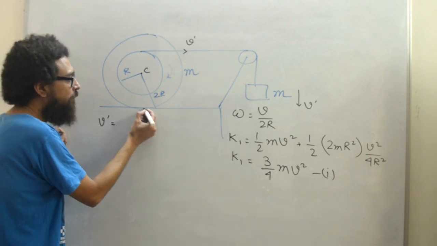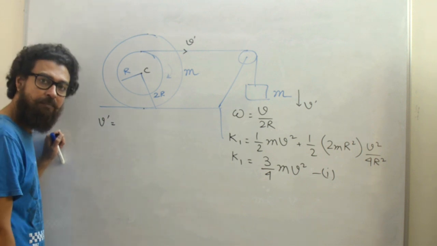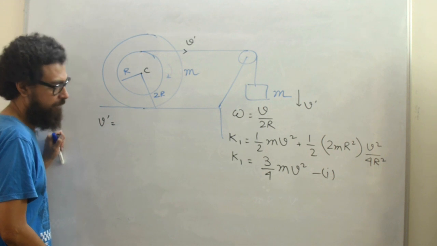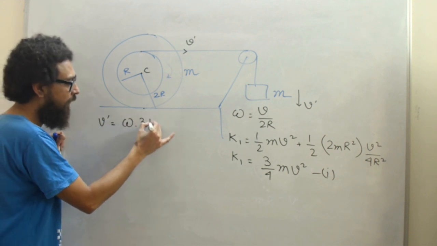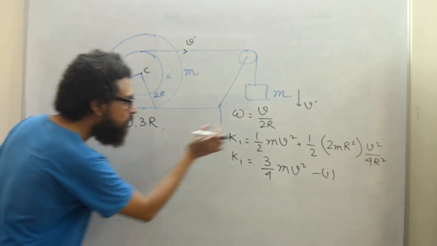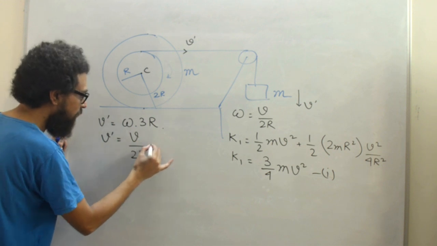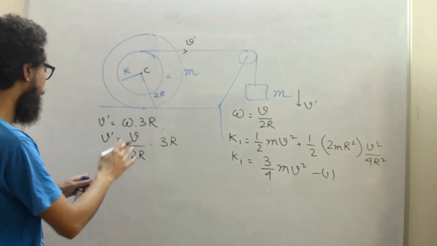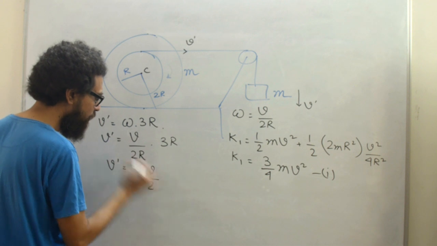So from this point till this point, what is the distance? 3r. So I can say V dash is equal to omega into 3r. Now we have omega. What is that? V by 2r, and this is 3r. So what am I getting finally? I am getting 3v by 2.